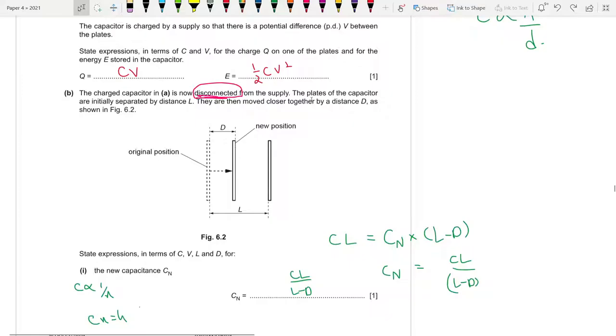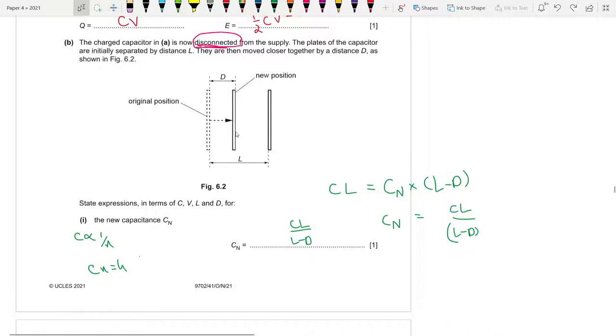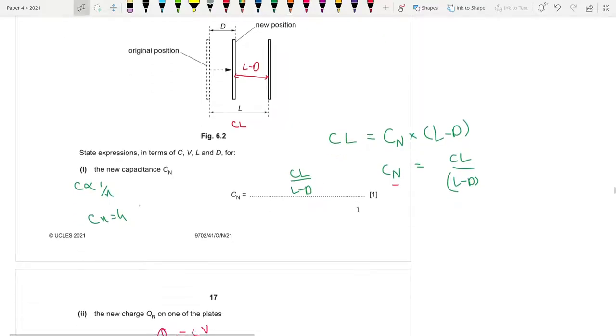Why? Because after we disconnected it, the plates of the capacitor, initially separated by a distance L, are then moved closer together by a distance D as shown. The initial distance was L. Now the new distance is L minus D. Okay? So we know that capacitance is inversely proportional to distance. So C times x is a constant. So we can say that C times the original length is equal to the new capacitance times the new length, which is L minus D. So if you make the new capacitance, Cn, the subject, that is equal to CL divided by L minus D. That is our new capacitance.